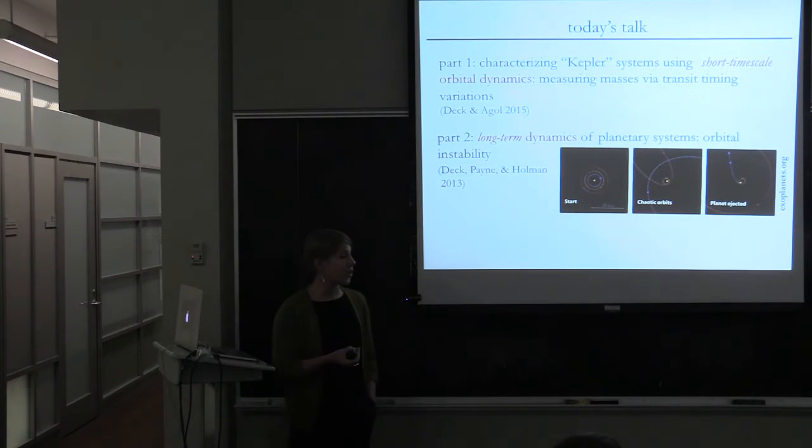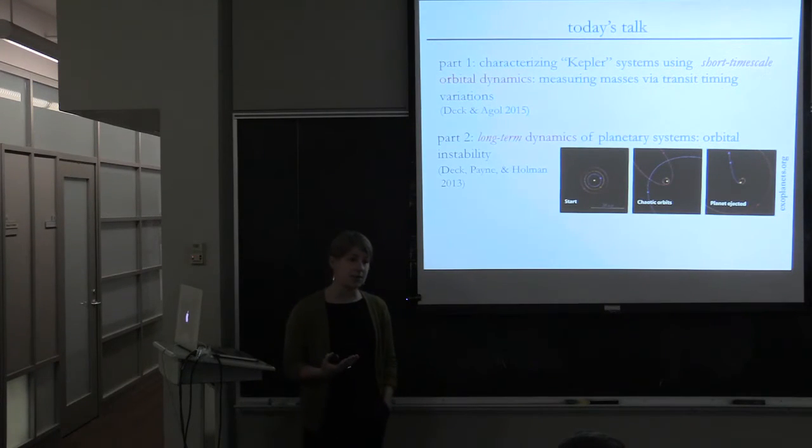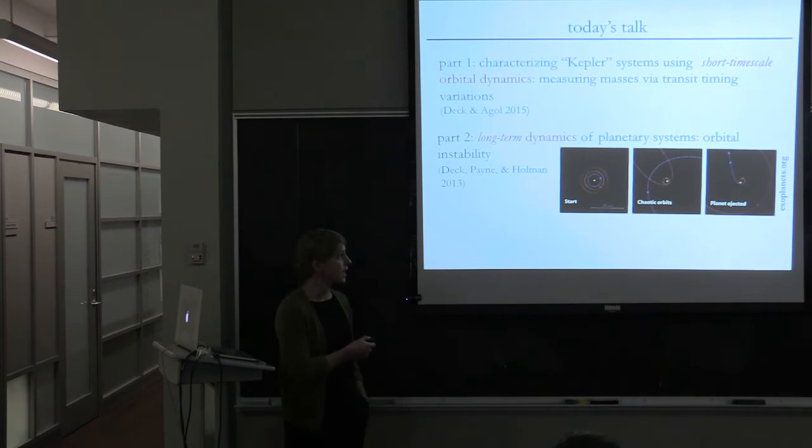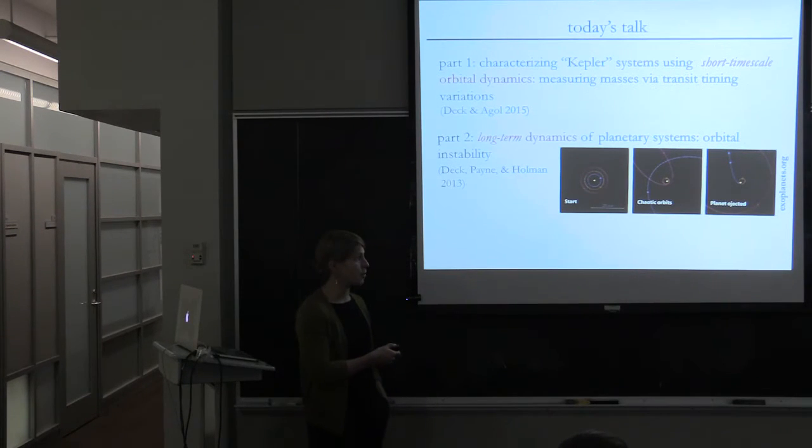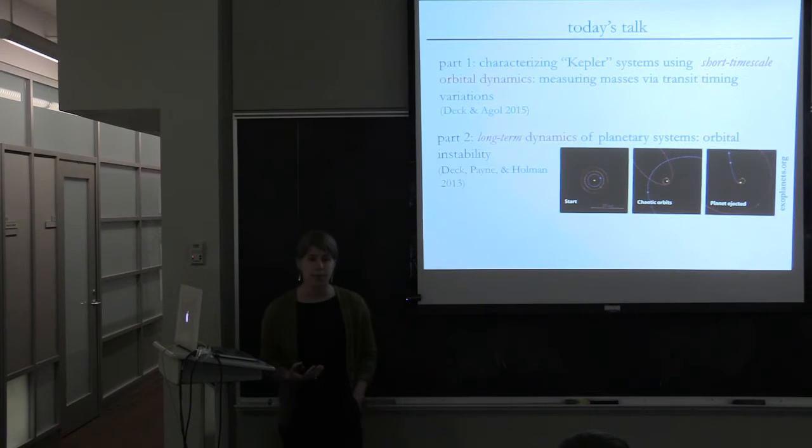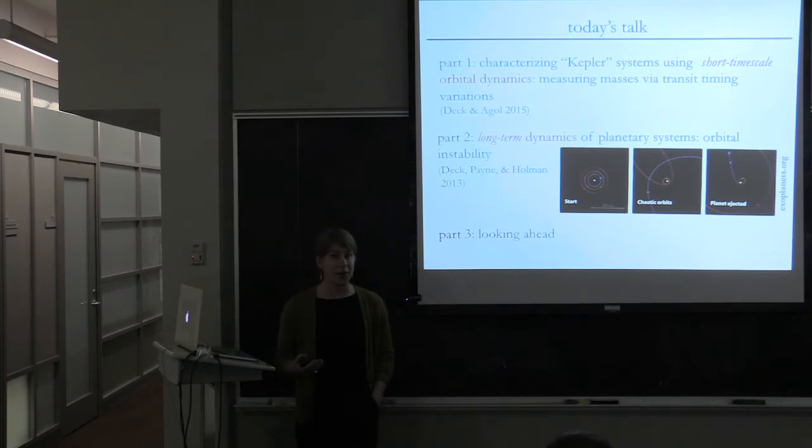In the second part, I'll be talking about orbital dynamics on very long timescales. This is the work that I've done on orbital instability of planetary systems, which can take something that appears dynamically cold, so what look like regular orbits, and over time produce systems that look very different, say with a different number of planets or very different orbital parameters. And then finally, I'll end by looking ahead and telling you a bit about some stuff that I'm excited about that's coming down the line soon. But we'll start with characterization.